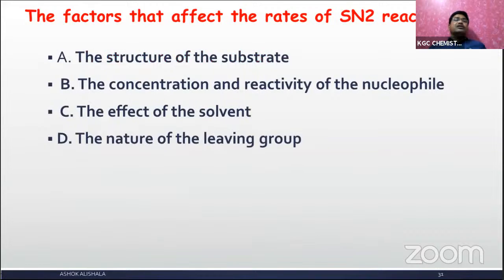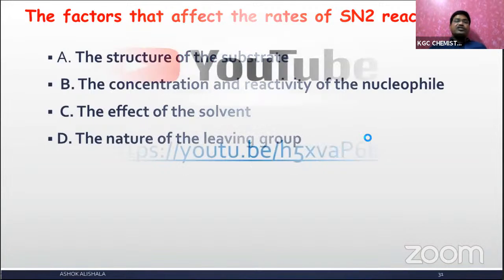Now, the factors that affect the rate of the SN2 reaction are the structure of the substrate, the concentration and reactivity of the nucleophile, the effect of the solvent, and the nature of the leaving group. All these influence the rate of reaction. You remember that sometimes you may get a question: the following factors influence the rate of the SN2 reaction. In such cases, remember all factors: substrate, nucleophile, solvent, leaving group. All affect the SN2 reaction.